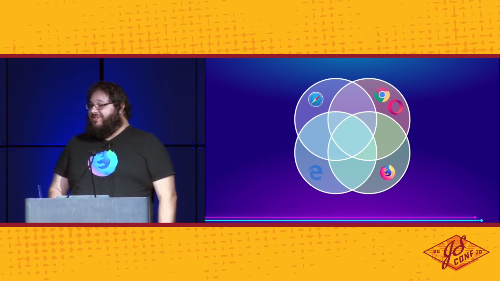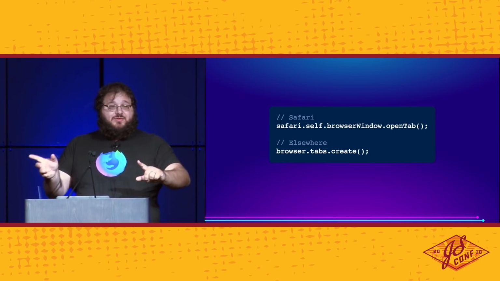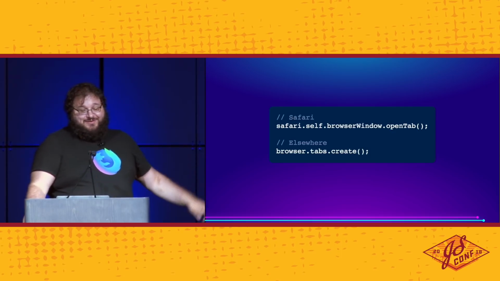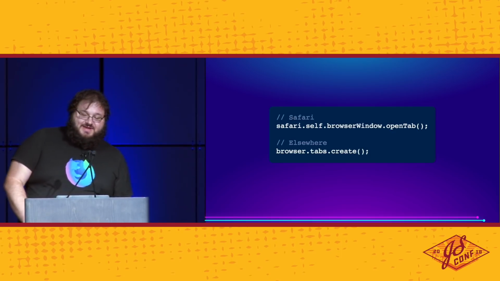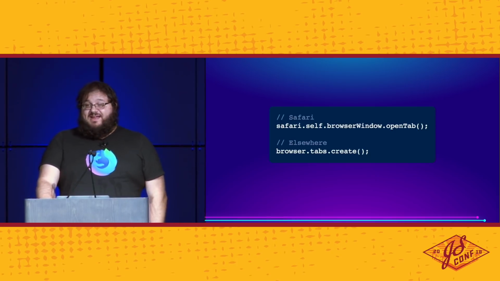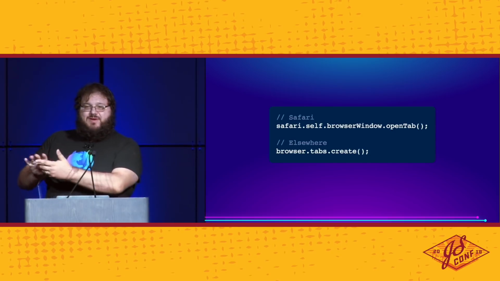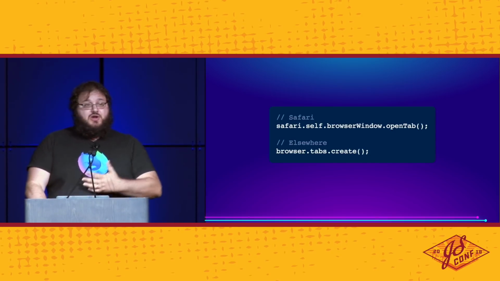So now we have something that looks like this, but this isn't APIs, this is capabilities, right? If you want to mess with tabs, you can. It just looks a little different. It looks completely different, but it's possible, all right? So now it's safari.self.browserwindow.openTab versus browser.tabs.create. But you could see that if you took a look at this capability layer and said, oh, we can write a driver that speaks Safari, and you absolutely can.